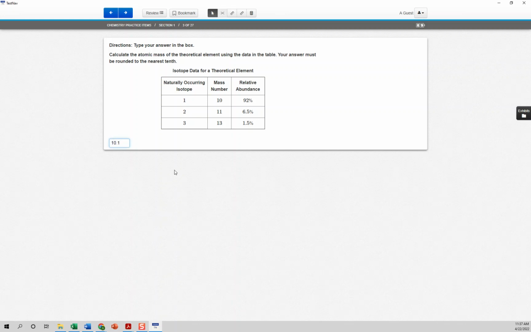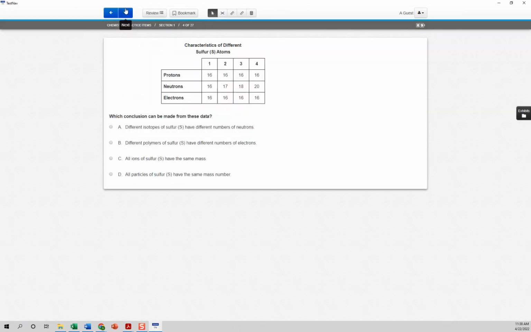Now, we didn't need to include units, but the units would be atomic mass units, AMUs, just in case that does come up on your actual SOL. All right, so let's move on.